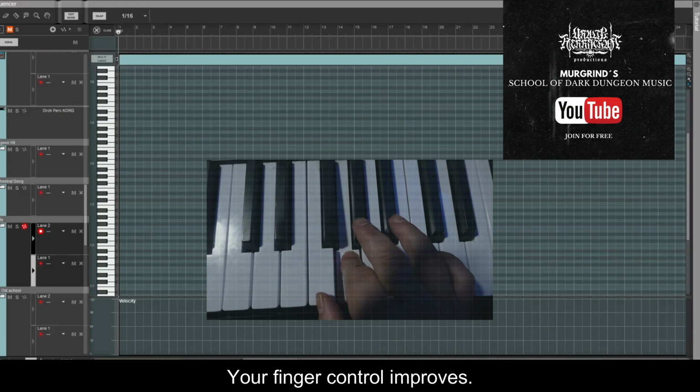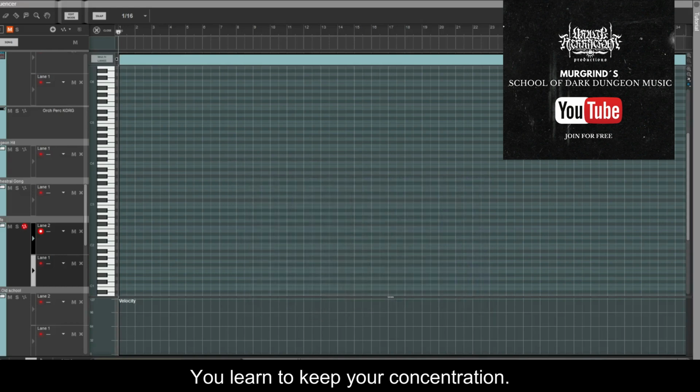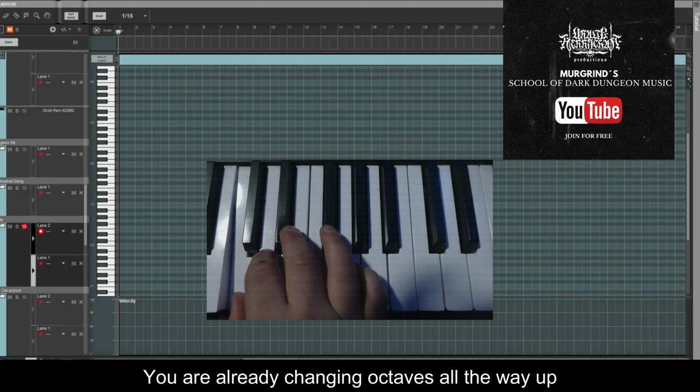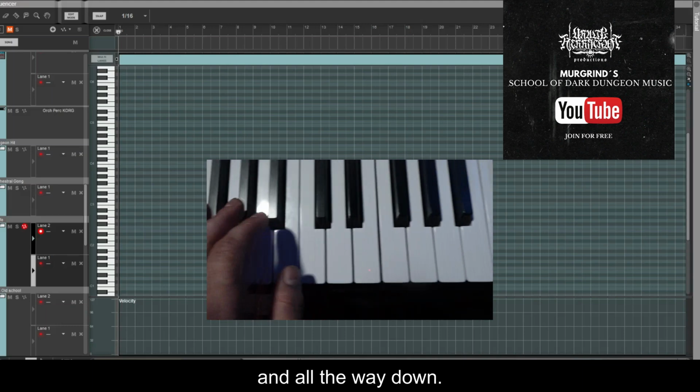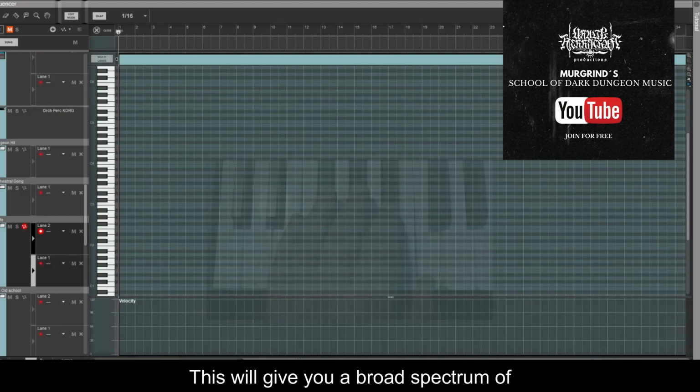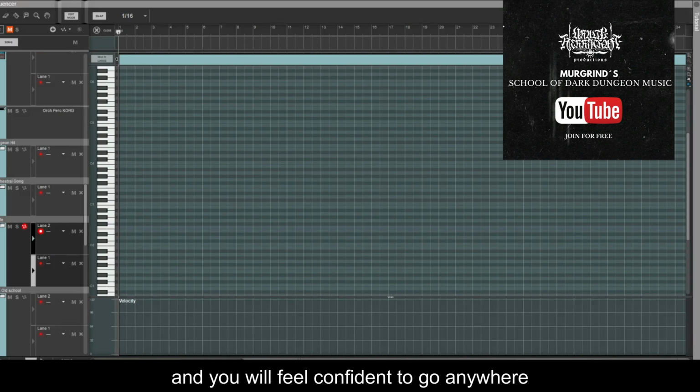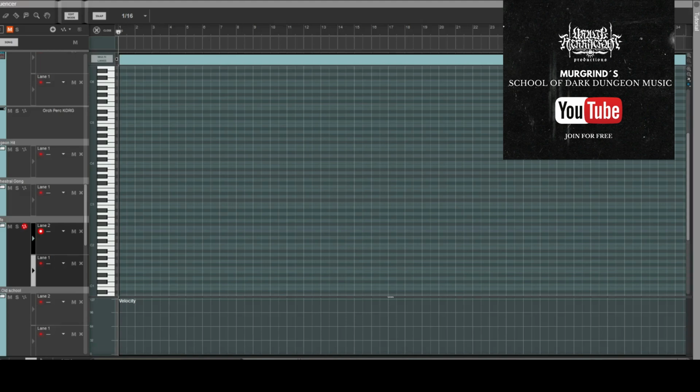Your finger control improves. You learn to keep your concentration. You are already changing octaves all the way up and all the way down. This will give you a broad spectrum of perception and you will feel confident to go anywhere when composing. I'll make a 5-minute loop out of it so you can practice along with the video.